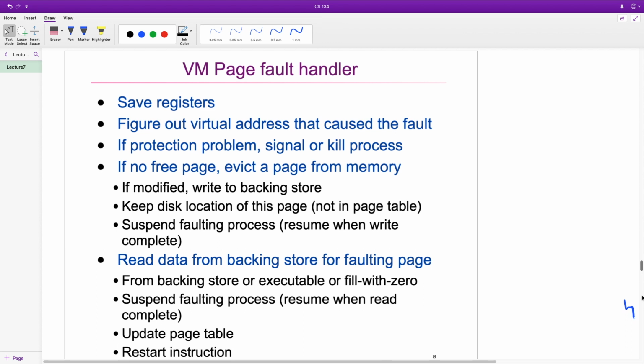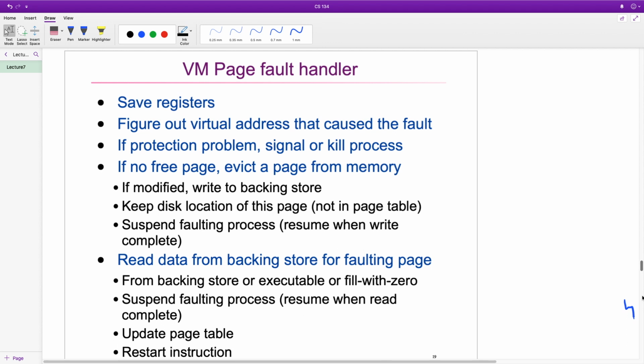It's more complicated, right? You need to figure out the virtual address, of course. If it's a protection problem, signal or kill the process, as we're doing. If we don't have any free physical pages, then we need to free one. How do we do that? Well, we've got to keep some sort of a master list of our pages, which we actually have in page info. And we need to keep track: has this page been modified?